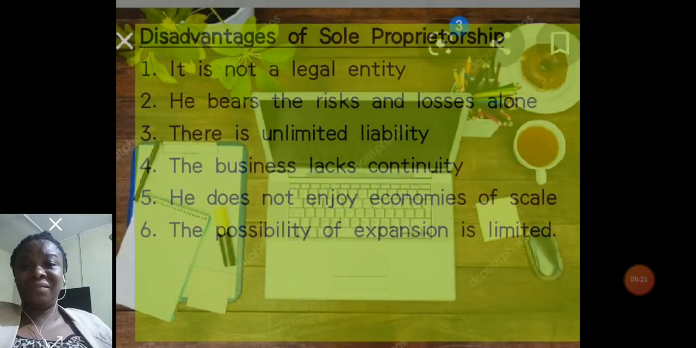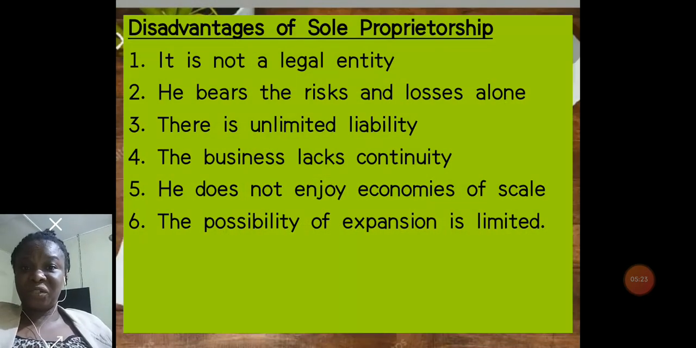Now let's look at the disadvantages of sole proprietorship or sole trading. Number one, it is not a legal entity. By legal entity, it means it is not recognized by the law. It means the sole trader cannot sue and be sued. If anything happens to the business, it is not the business that will be sued. It is the owner of the business, because that business has not been registered in the law.